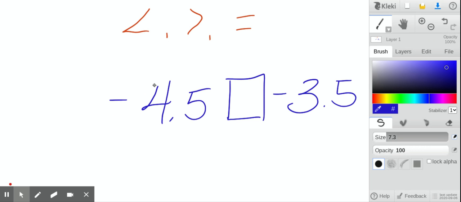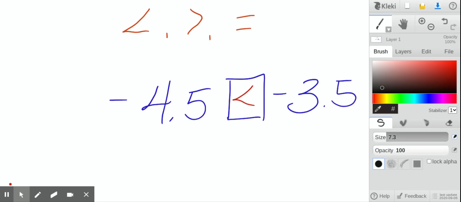If I have a whole number as a negative 4 and a whole number as a negative 3, the larger the negative, the smaller the value. I automatically know that negative 4.5 is going to be less than negative 3.5.